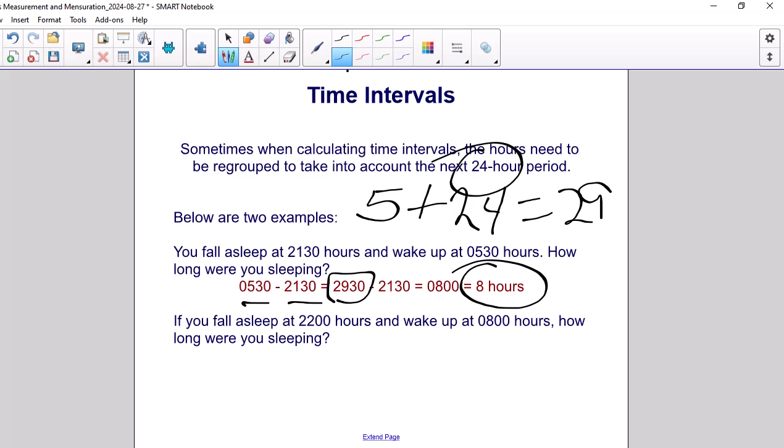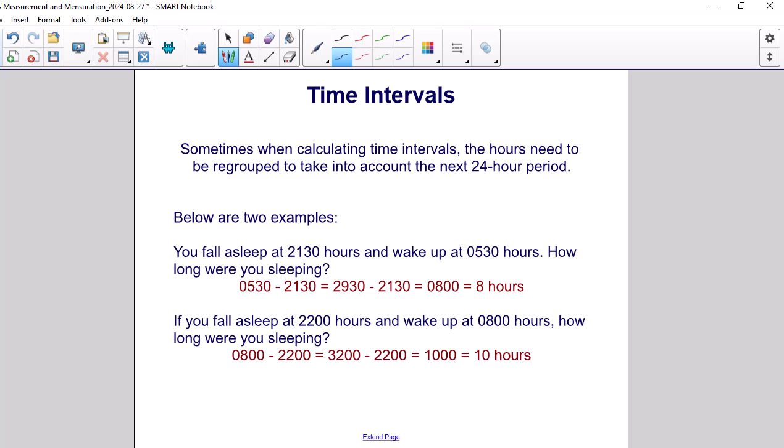Let's take a look at another example. If you fall asleep at 2200 hours and wake up at 0800 hours, how long were you sleeping? Once again, we're going to subtract our starting time from the ending time. Okay, so we slept at 2200 hours on one day. We wake up at 0800 hours on the next day. So when we go to subtract, we have a dilemma. 0800 is smaller than 2200.